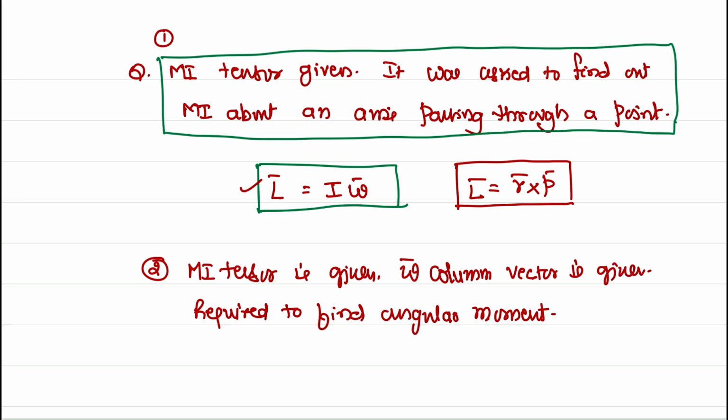These types of problems do come. If a tensor is given, we may have to find out the angular momentum. If angular momentum is given and the tensor is given, then we have to find the inverse of the tensor, and then we will find the angular velocity. That question can also come. The third type of question, I will write on the next page.